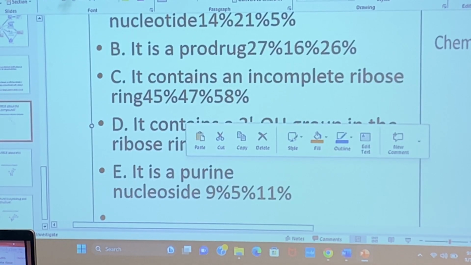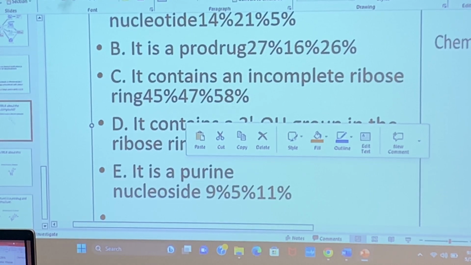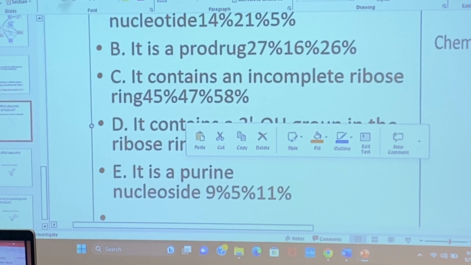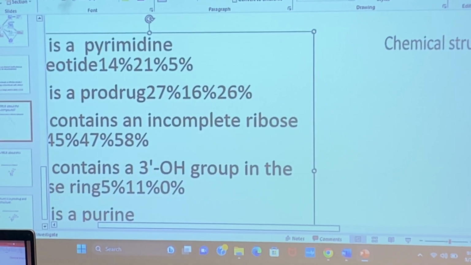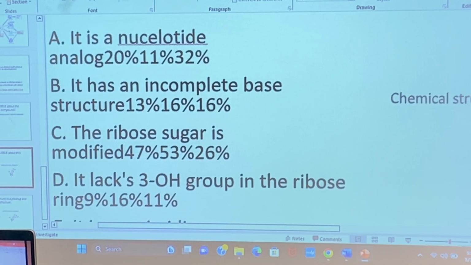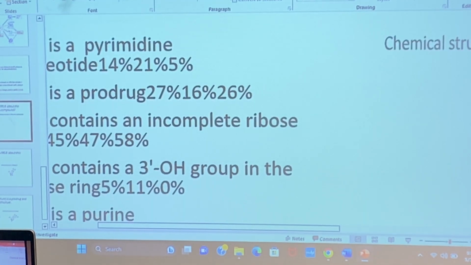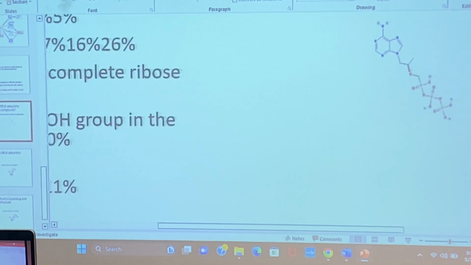Then, it is a purine nucleoside. It is a purine, but it is not a nucleoside. It is a nucleotide. I talked about this difference between nucleoside and nucleotide in the classroom, but those of you who came to the classroom probably got it right. 45% answered this question right. So C is, yeah, I'm sorry, C is the right answer. But the slide says it's a prodrug. I'm sorry.